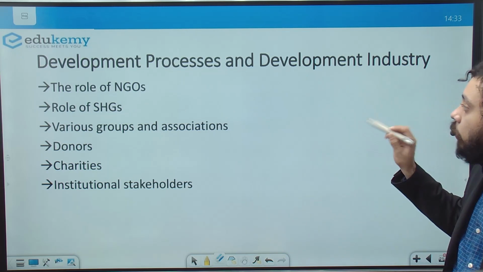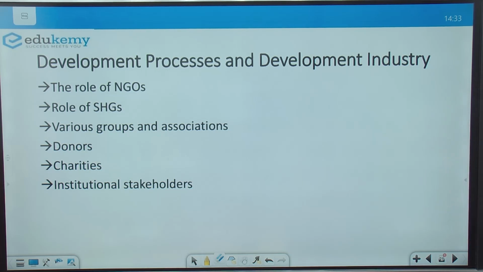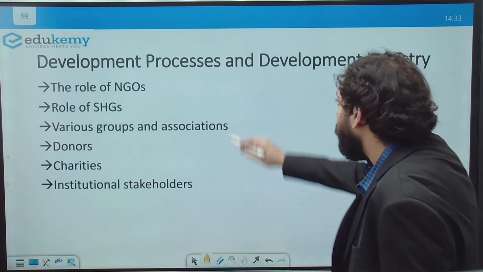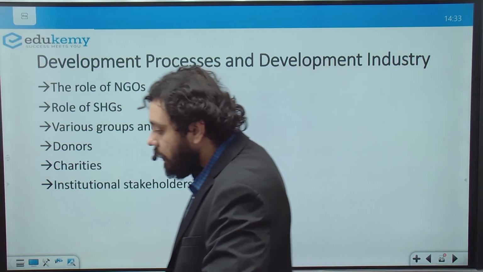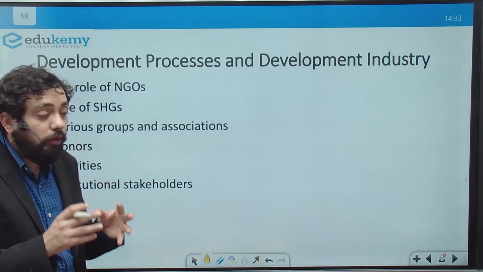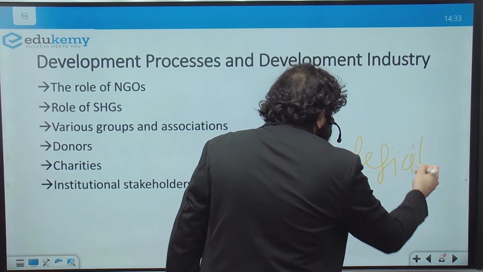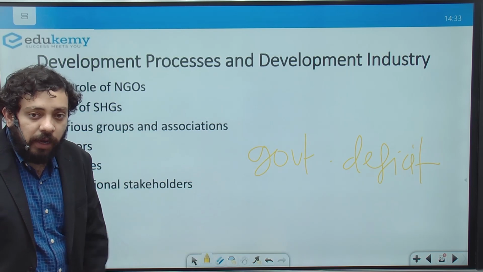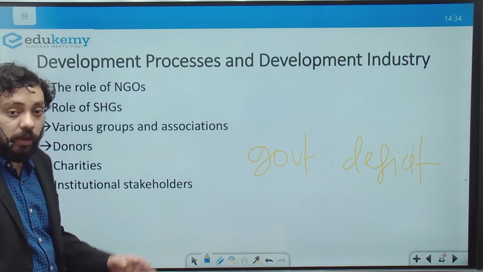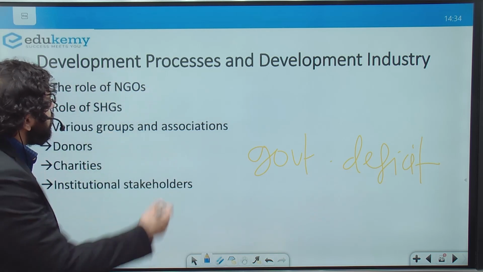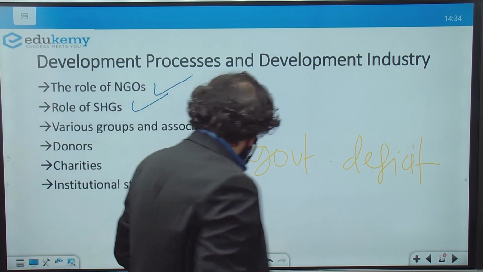After that, you have the development processes and the development industry, which includes non-governmental organizations, self-help groups, groups and associations, donors and charities, and institutional stakeholders, right? What we basically learn in this part is how society itself fulfills what you call the government deficit. Something has to be done by the government, but due to some institutional reasons the government cannot take up that task. Because of that, some other units within society have to rise to the occasion, and all of that is known as development processes. For instance, non-governmental organizations and self-help groups all come under the title given here.